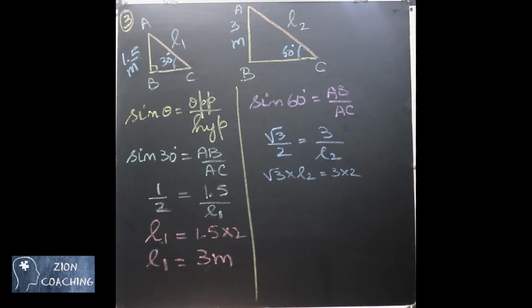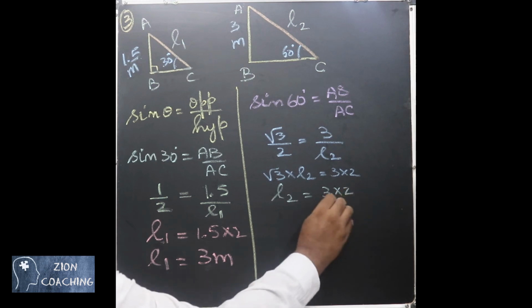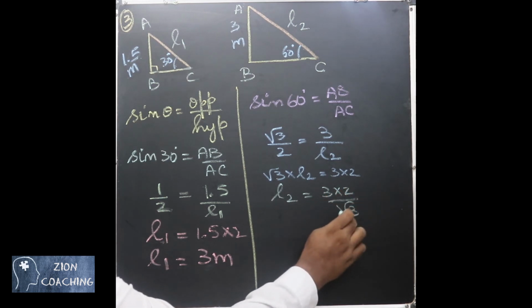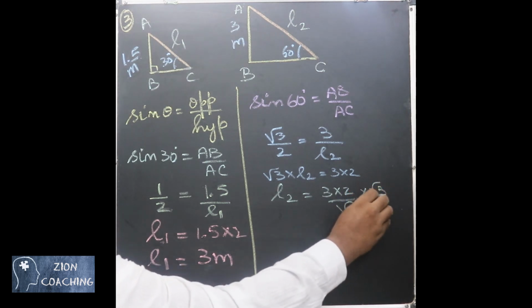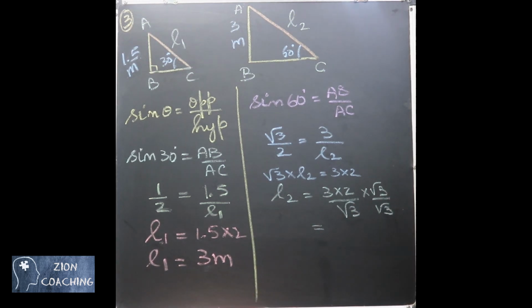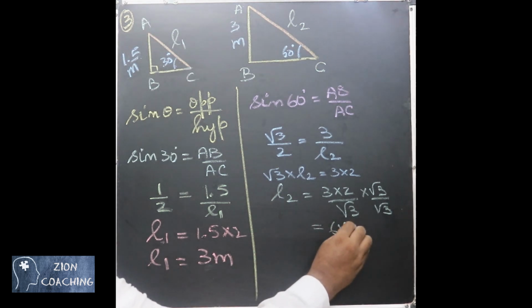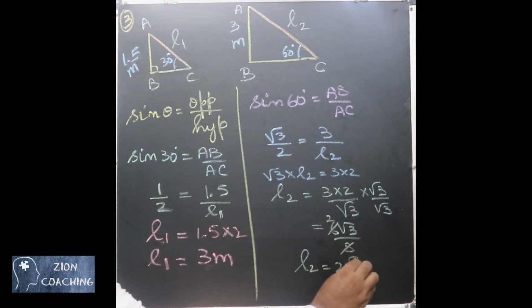Now your L2 will be equal to 3 into 2 by root 3. You should not leave an irrational number in the denominator. So multiplying and dividing by root 3, we are going to have 3 into 2 is 6, 6 root 3 by root 3 into root 3 is 3. So length of the second slide is going to be 2 root 3 meter.